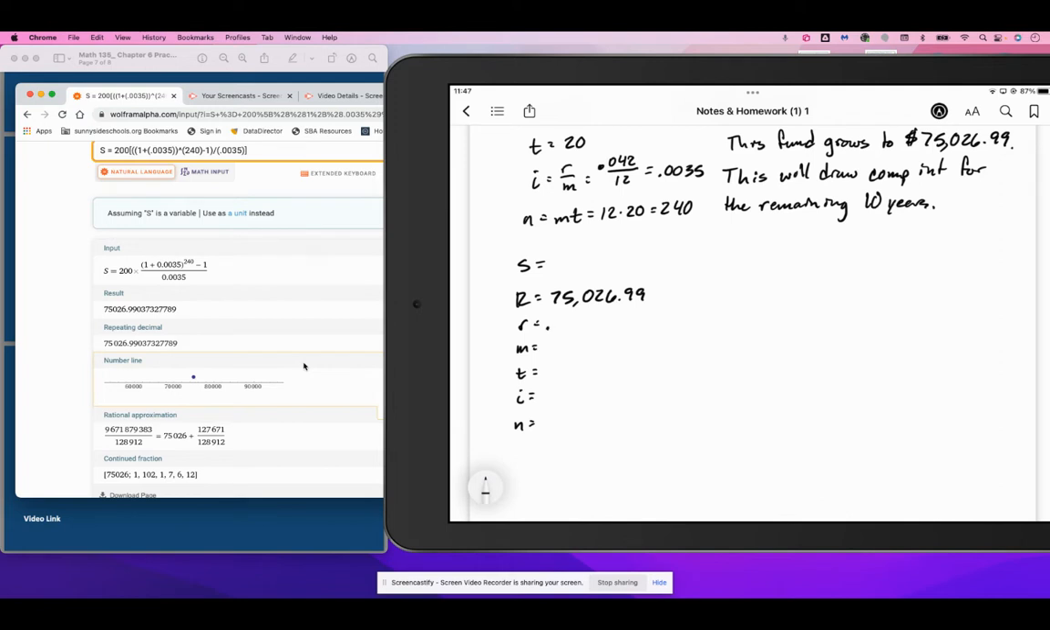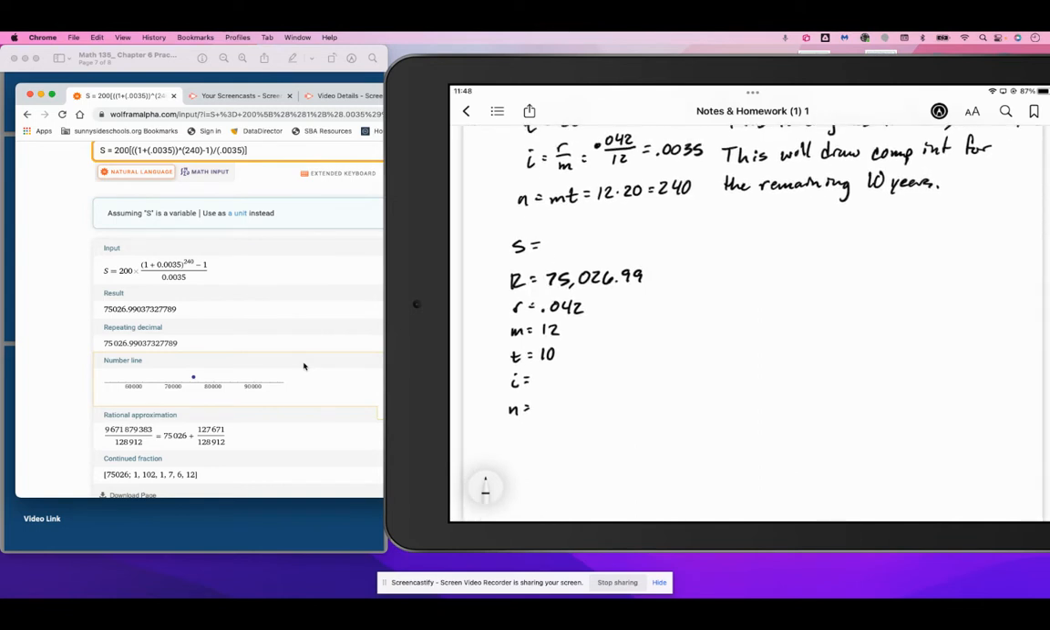The rate is 0.042. M is going to be 12 still. T is going to be 10 years, because they were going for 30 years total time. I is R over M. N is MT.